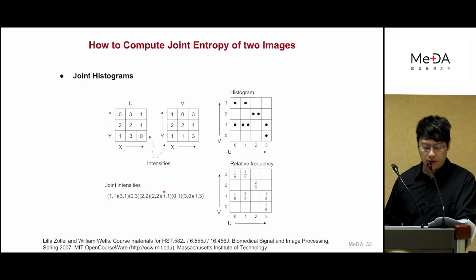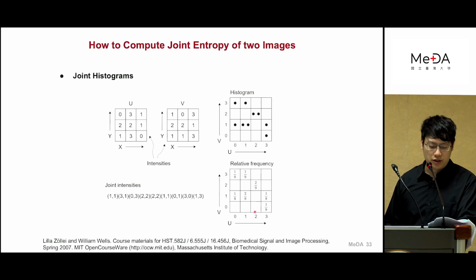Then compute the histogram for these joint intensities. For example, there are 2 instances of 1, 1 in the joint intensities. So there are 2 points at the coordinates 1, 1 in the histogram. Utilizing this histogram, we can derive the relative frequencies and finally apply the definition of entropy to compute the joint entropy of the 2 images.